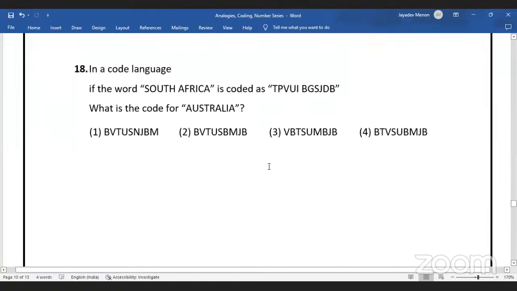Now the next one is coding. So here also the concept is the same. We will be provided with a word and its code. We need to identify the relation between the word and code. And by using that pattern, we need to get the code for another word.